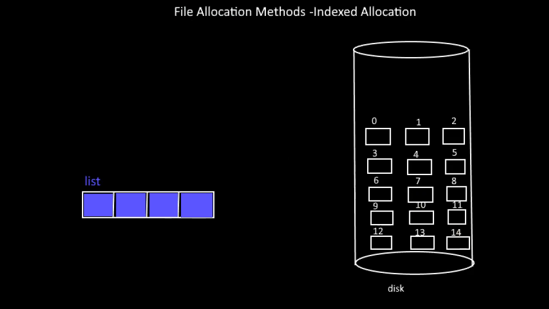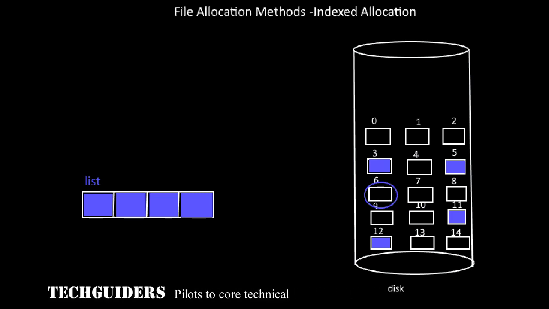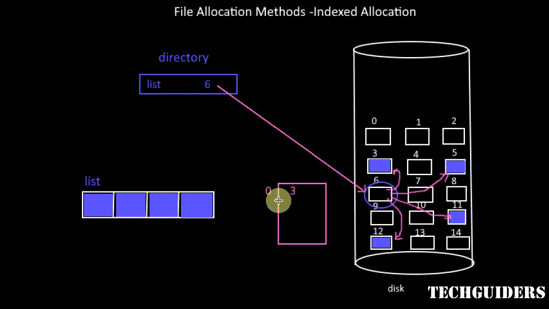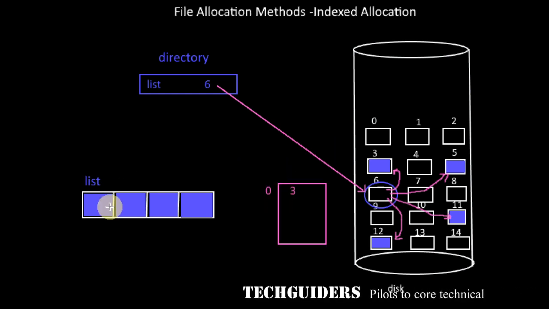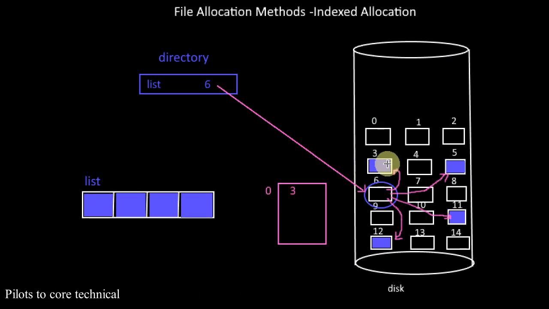Here the file is allocated with a non-contiguous set of disk blocks, and for every file there will be a separate block called the index block, and the directory entry for that file points to the index block. The index block will then contain the location details of all the file blocks, or the pointers to all the file blocks in order. The 0th entry contains the value 3, which shows that the first file block, or the 0th file block, is at location 3.